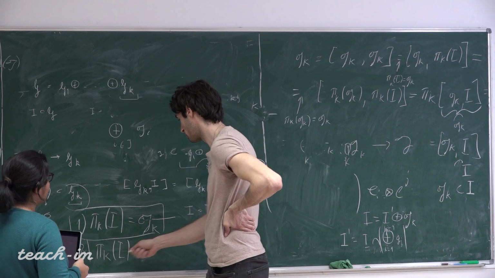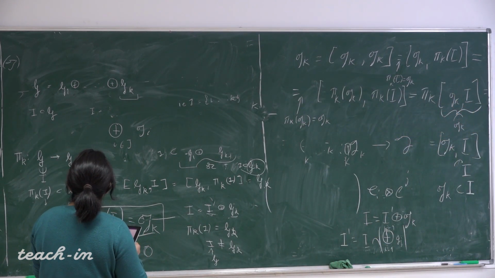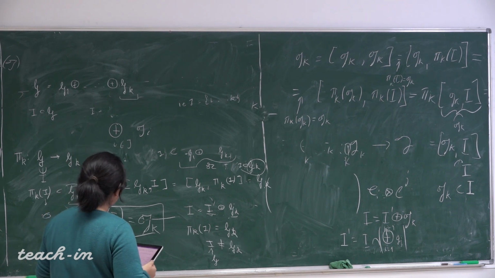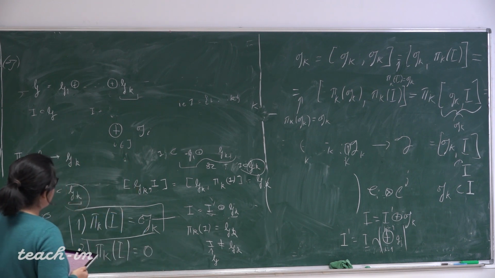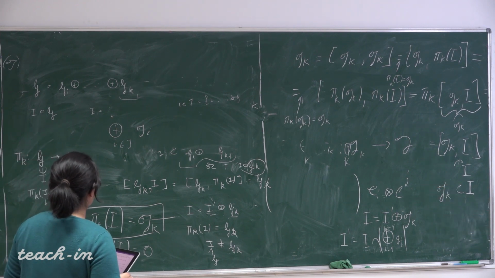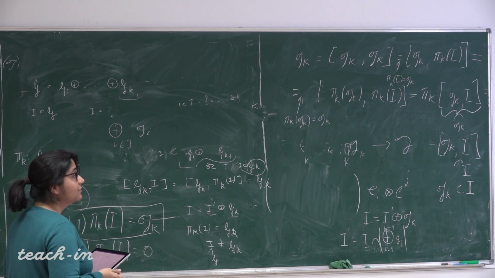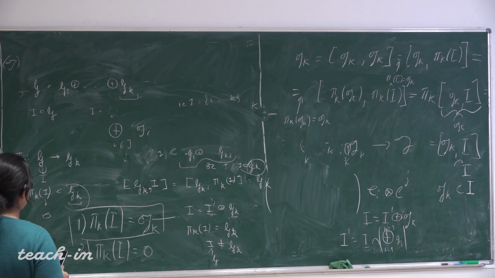But what if pi k of I is 0? Again, you use induction, but how? So what's the kernel of pi k? That's the question.